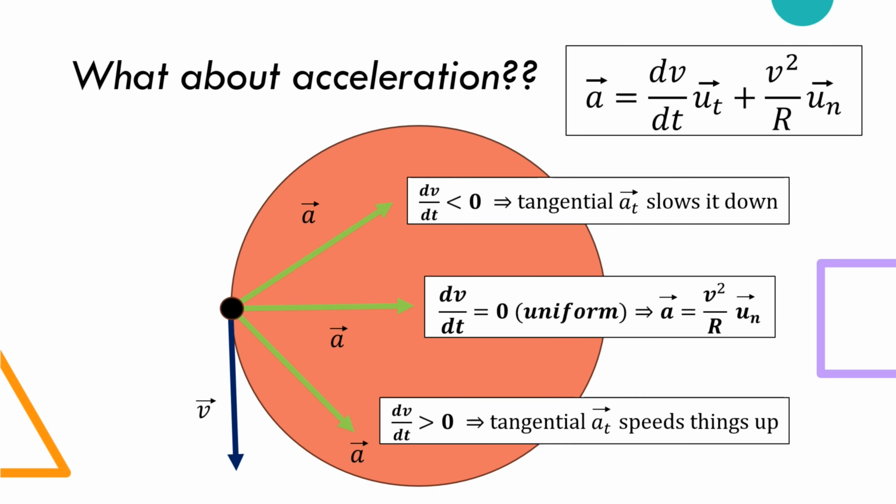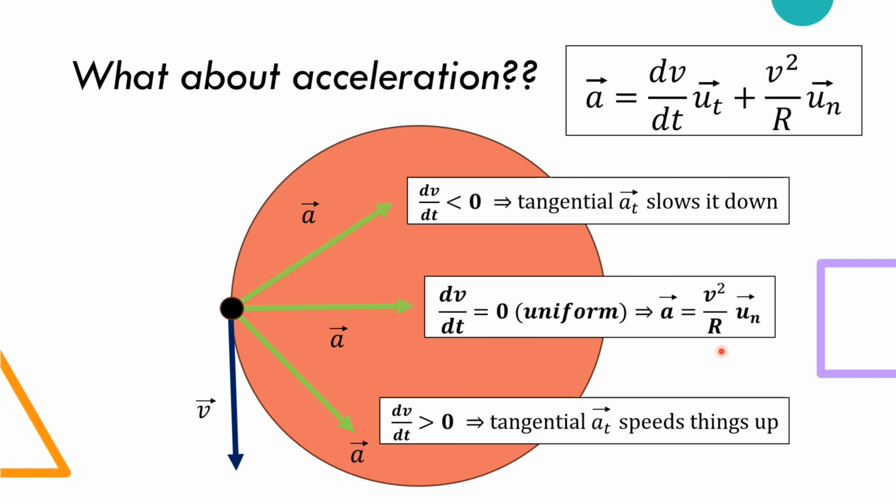So continuing with the acceleration, what happens if the velocity is pointing downwards on the diagram? If the acceleration is perpendicular to the velocity, so if it is centripetal, then we know that the tangential component of the acceleration, dv/dt, is 0. And if dv/dt is 0, then the speed is a constant, so uniform circular motion. And thus a is equal to v squared over r times the normal vector. And so a equals v squared over r.